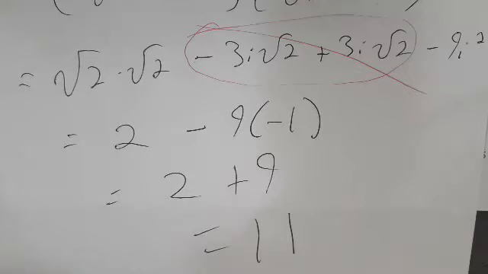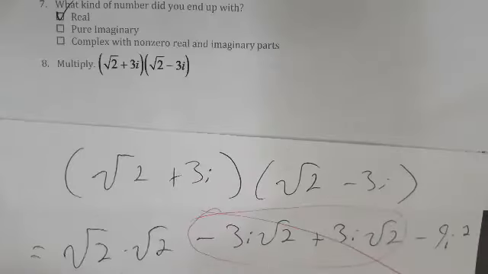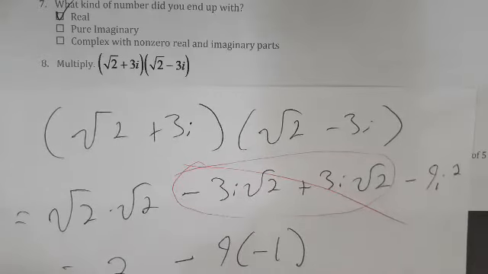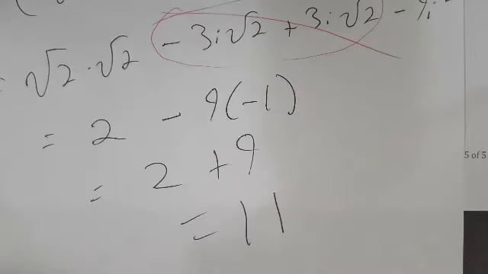Okay. And so you might notice we got rid of the i. We also got rid of that square root by doing the conjugate. So we've got number 11.